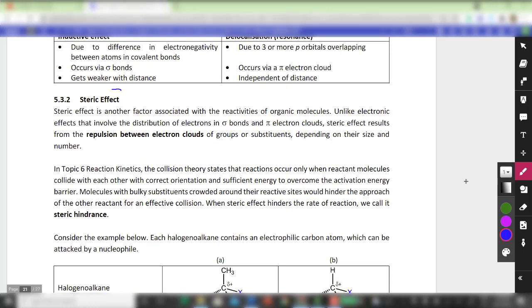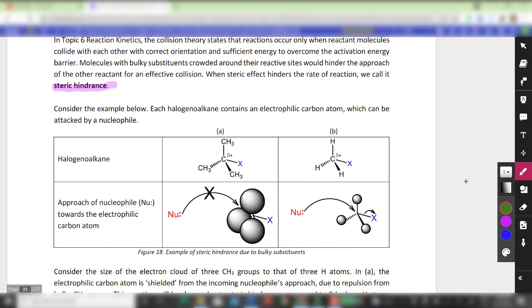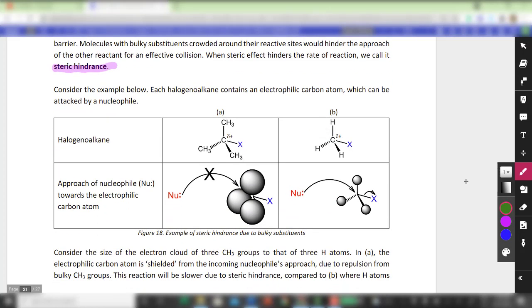There's also another effect known as steric, but steric is usually easier to understand by students. Usually steric effect is regarding the crowding of the groups around a central atom. So if it's more crowded, then it's more difficult for the reactants to approach each other, and it will give rise to either a slower reaction or the reaction might not even occur. So the steric effect, sometimes we call it steric hindrance, because the presence of the crowded group prevents the reaction from taking place.